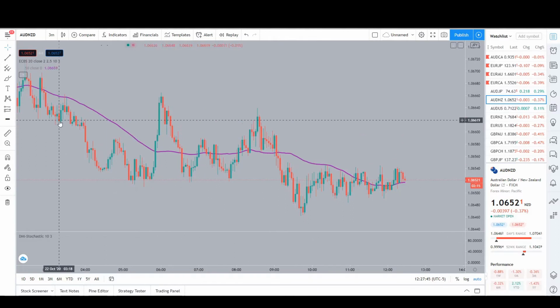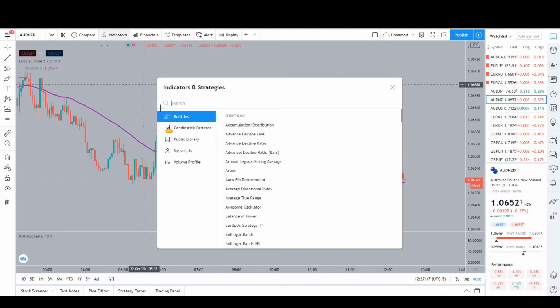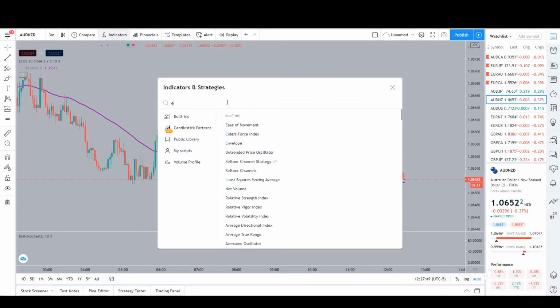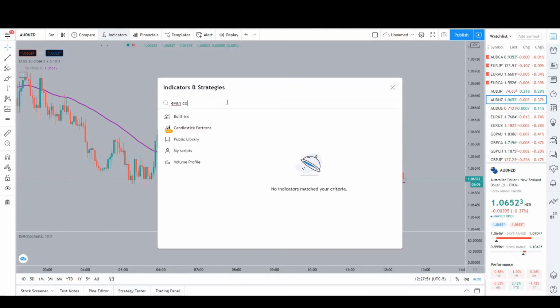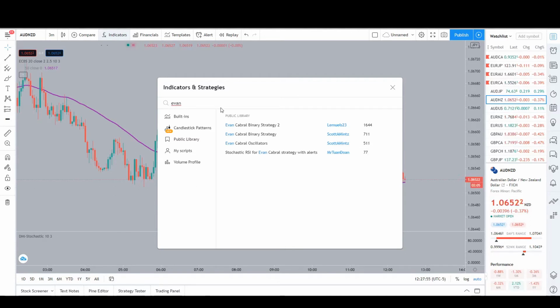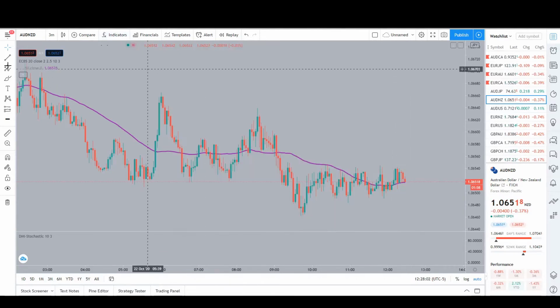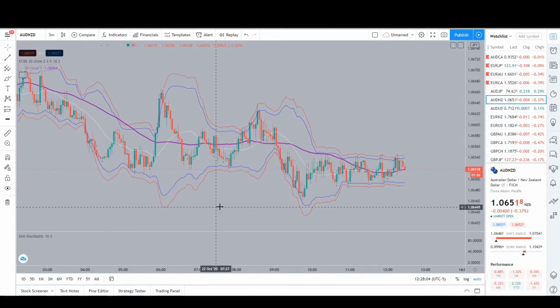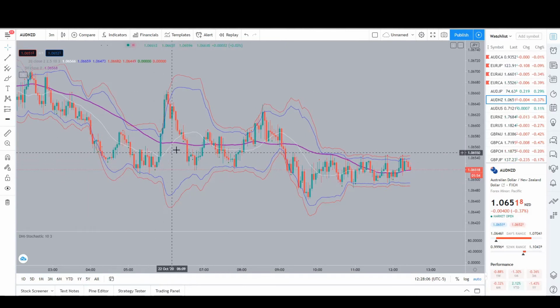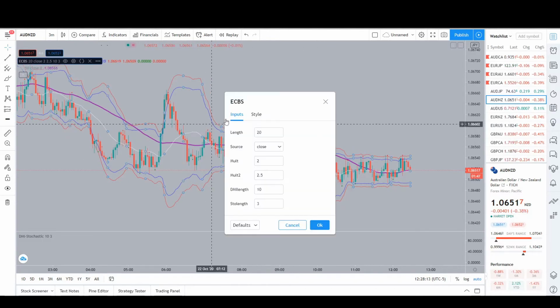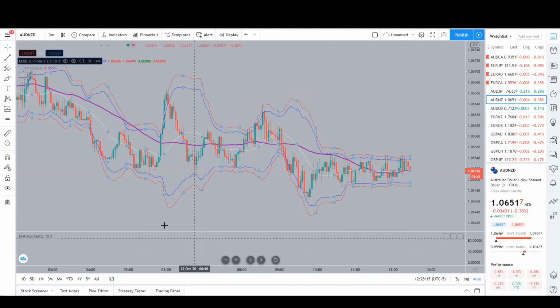The next indicator you're going to want to use is Bollinger Bands. The one I suggest is, if you go into indicators and type in Evan Cabral, it's right here. Sorry, Evan Cabral, and you just pick the first one, Evan Cabral binary strategy. It'll look something like this. Okay, so here are your Bollinger Bands, and you have Bollinger Bands and an estimated moving average. You don't necessarily need to change anything in terms of inputs here. You can leave them all the same.